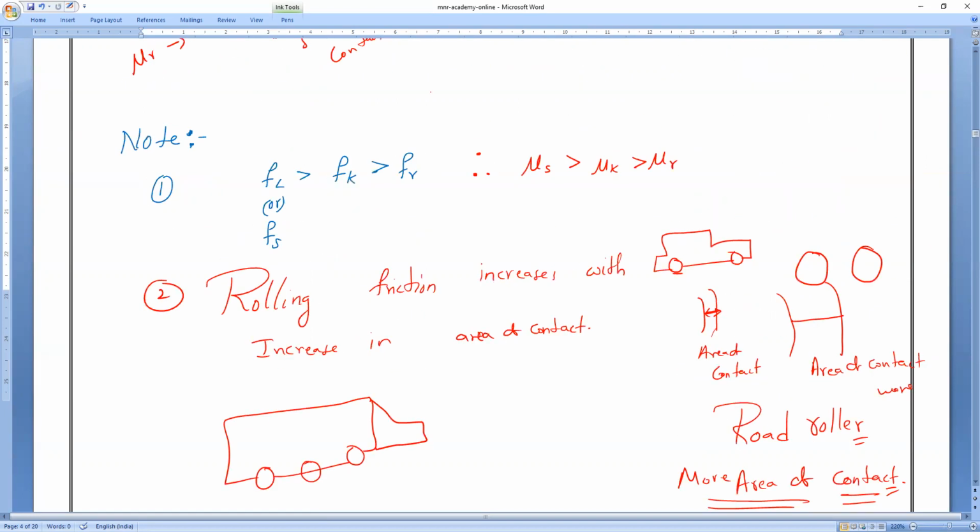Any doubt in this, Nivedan, Pranavaswin, Princey? Sir, rolling friction increases, but the motion decreases. Yes, speed will decrease. Clear? Speed will decrease, but rolling friction increases. But still, that rolling friction is not greater than static friction or sliding friction. Clear?